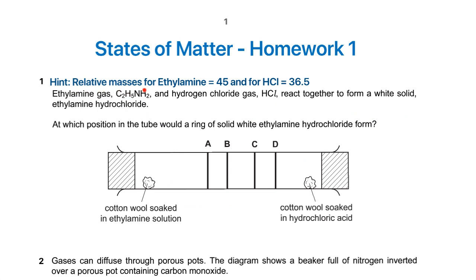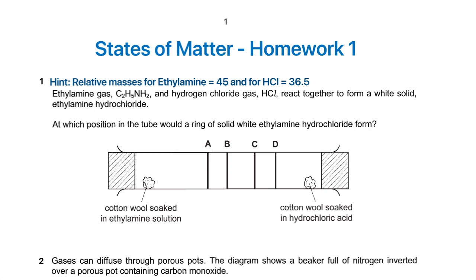Alright, the hint is the relative masses of ethylamine is 45 and for hydrochloric acid, HCl, is 36.5. Ethylamine and hydrogen chloride react together to form a white solid. At which position in the tube would a ring of white solid ethylamine hydrochloride form? Well, the idea is these two gases will start traveling towards the center, right? And whichever one is the heavier one will travel less. So let's identify the heavier one.